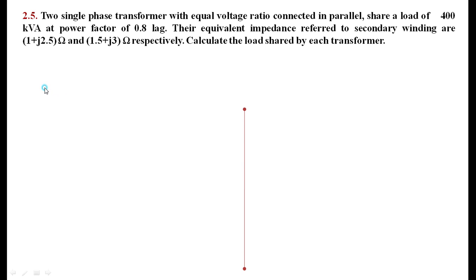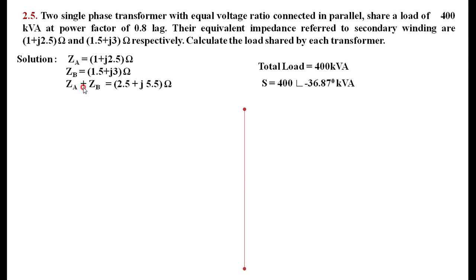Once again, the procedure is the same. That is, you have to list out ZA and ZB. I am keeping them as they are, ZA and ZB, and ZA plus ZB I am adding here. What I am getting here is 2.5 plus j5.5 ohm. And the total load is given as 400 kVA at a power factor of 0.8 lagging.